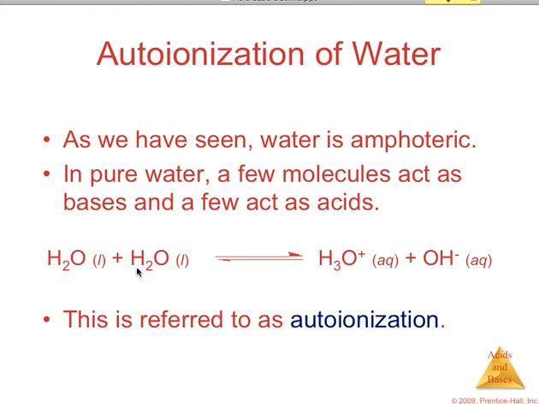All right. Continuing with acids and bases, we're going to talk about the autoionization of water. We've seen in a couple of previous examples that water is amphoteric, meaning it can act as a base, it can act as an acid. And in any sample of water, two molecules of water will actually react and form the hydronium ion and the hydroxide ion. Now this is a very small amount, but it is referred to as the autoionization of water.